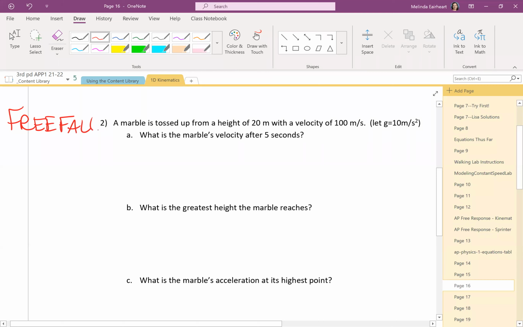Y'all tell me what free fall is. What do you think it is? Acceleration is increasing. Okay, so something's falling, and velocity is increasing. I would agree with that.